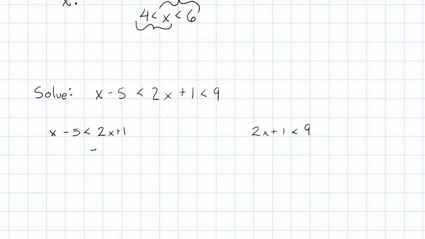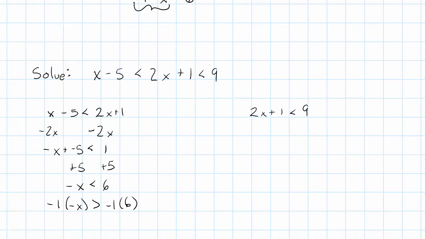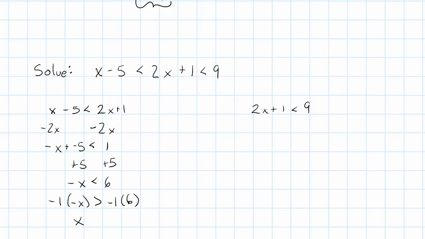I'm going to choose to put the x's on the left. So I'll have negative x plus negative 5 is less than 1. Now I'll add positive 5 to both sides. Negative x is less than 6. Multiply both sides by negative 1, and notice that that reverses the inequality, and we get x is greater than negative 6.